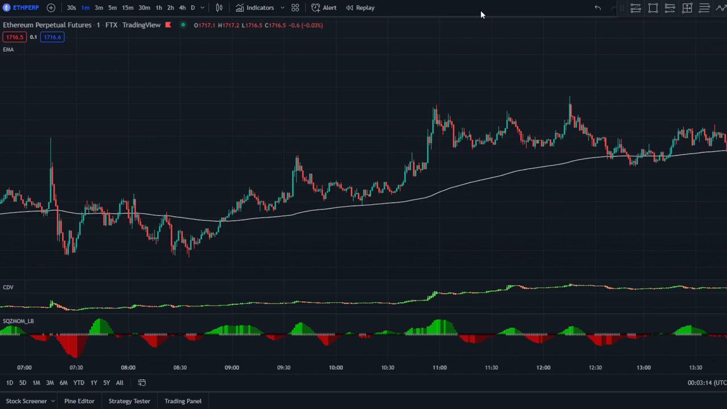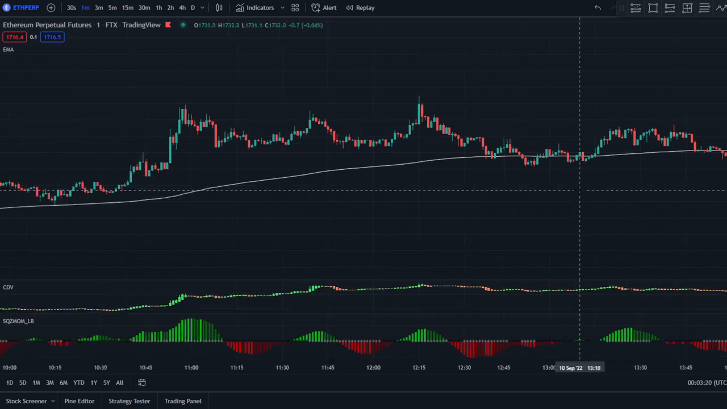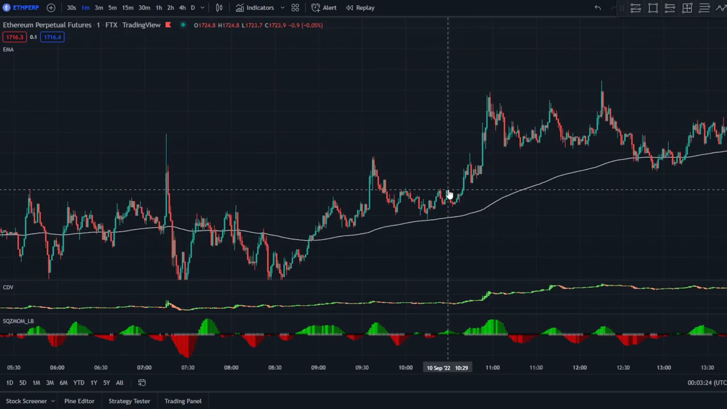So next up we have the CDV indicator, which is your candlesticks here. It sort of follows the pattern on the chart. So whenever price is moving up, you can see that the candles are green in color. Same thing when price is moving down, the candles are red in color.